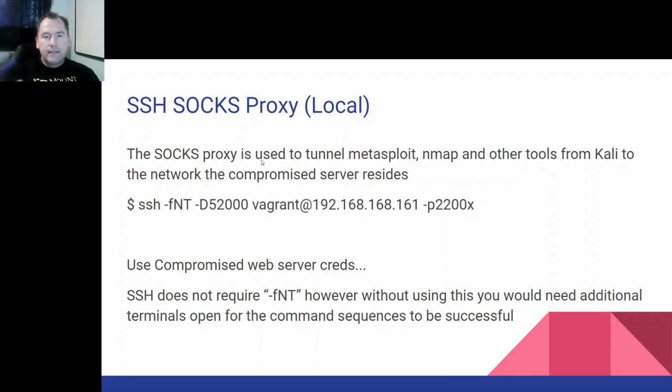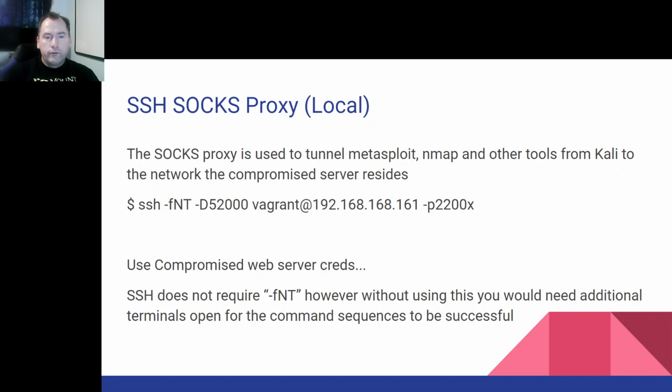If you're inside the network at Ensign College, it's a lot simpler to set this up. You can ignore the VPN slides of creating the 32,000 tunnel and the 42,000 tunnel and skip to this slide here and just run SSH -FNT, set up your SOCKS proxy on 52,000 with the Vagrant account on 192.168.168.161 with the port number 22,000, 22,001, 2, 3, or 4 using the compromised Vagrant account.